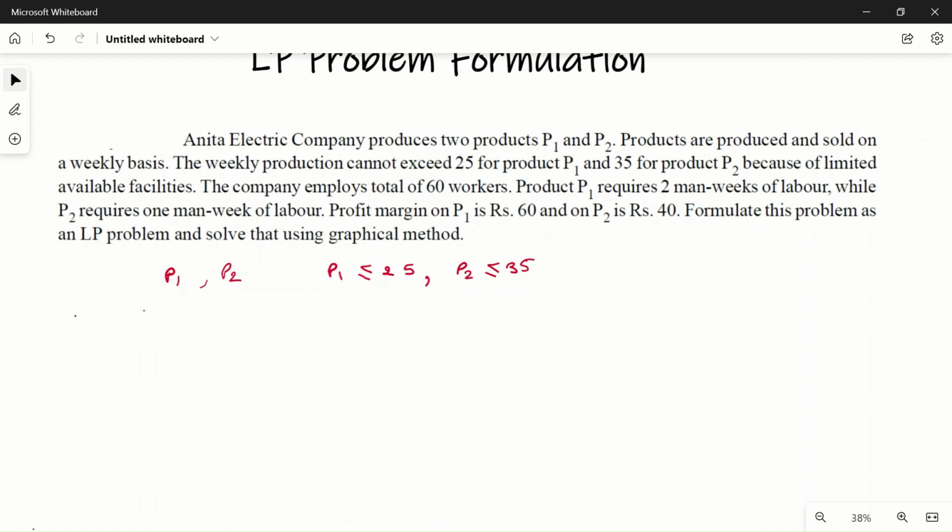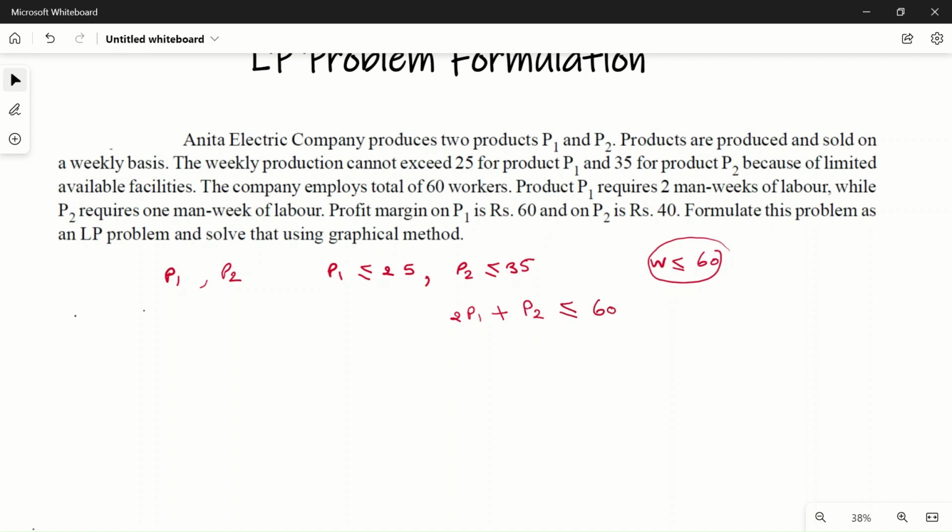Because of the limited facility, the company employs a total of 60 workers. So workers have restrictions, which is less than or equal to 60. Product P1 requires 2 man weeks of labor, while P2 requires 1 man week of labor. So 60 is available for both the products. Adding the total time of both the products should be less than or equal to 60. So 2P1, the number of workers required for product P1, plus P2 is less than or equal to 60.